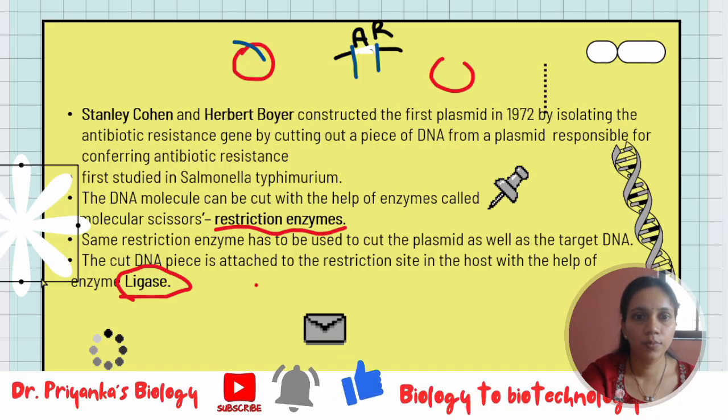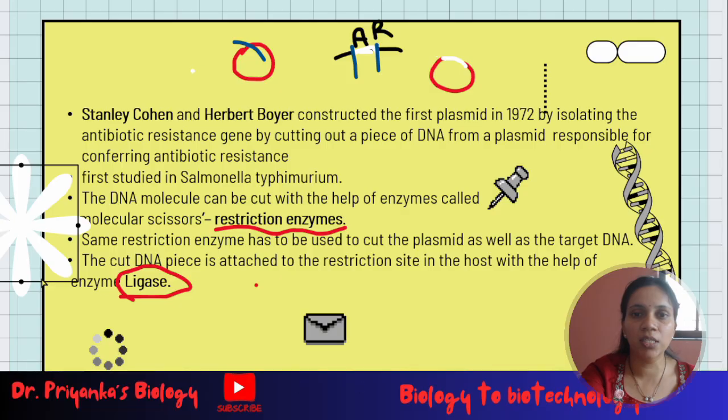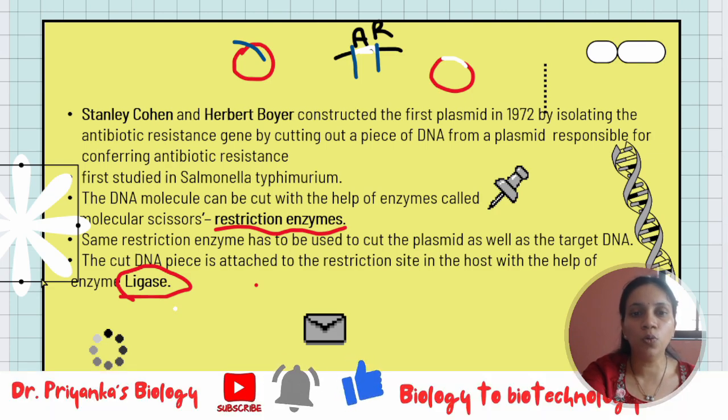Then only can both pieces be joined together by your ligase enzyme. Here the ligase enzyme is going to join the piece which has the antibiotic resistance and the other part of the plasmid. So this is the role of your restriction enzyme and ligase. These two form the most important tools in genetic engineering. All right, so let's move on to the next part.